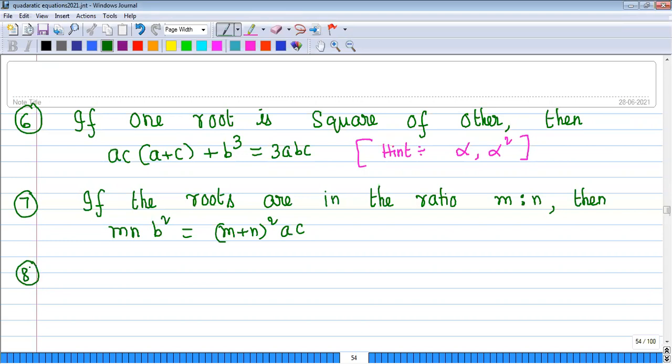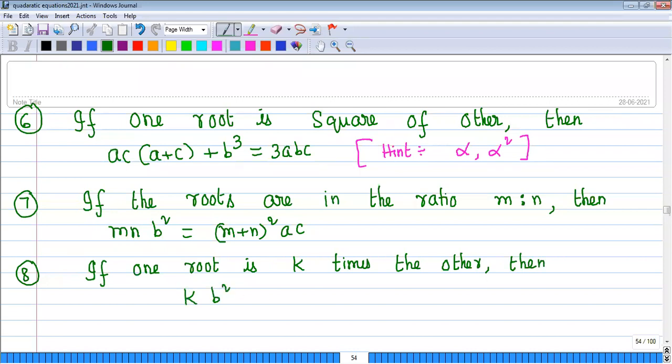Next one. If one root is k times the other, then k b square equals (k plus 1) whole square into ac.